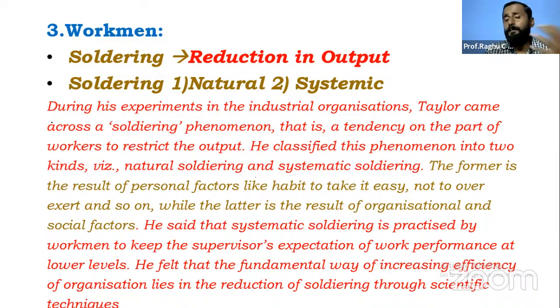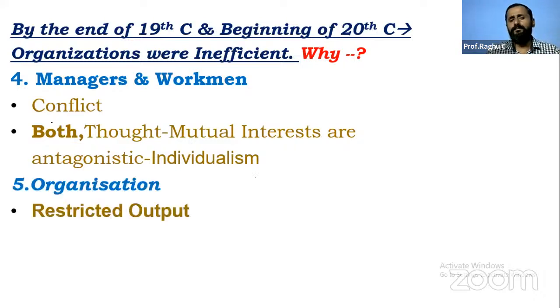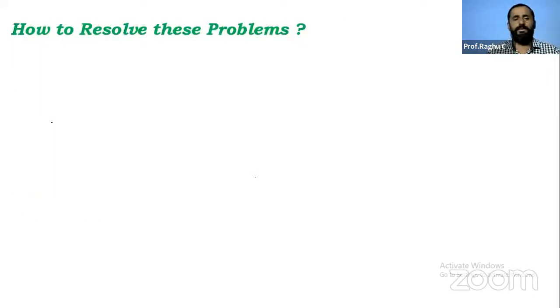And also there was a systematic one. This was the result of the environment, the group effect, the social things. So one was natural because of personal things, and another was with respect to the social group in which it was there. And always managers and workers used to fight because they thought that the interest of workers is against the interest of managers. They never realized that they are complementary. They always thought that the interests are antagonistic, opposite to each other. Because of all these things, there was restriction in the output.